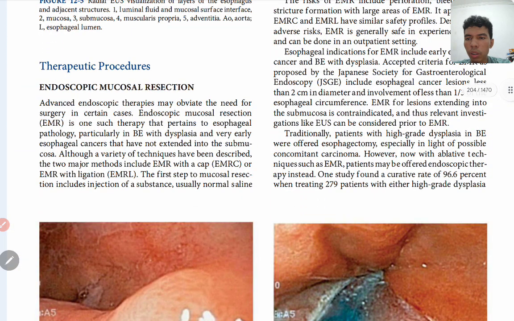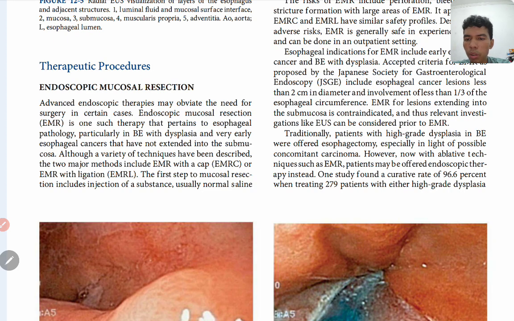Therapeutic procedures: endoscopic mucosal resection. Advanced endoscopic therapies may obviate the need for surgery in certain cases. Endoscopic mucosal resection, or EMR, is one such therapy that pertains to esophageal pathology, particularly BE with dysplasia and very early esophageal cancer that have not extended into the submucosa, although a variety of techniques have been described.